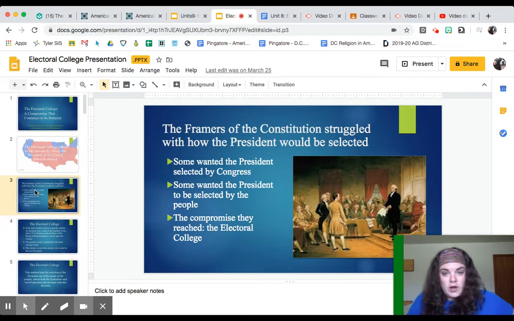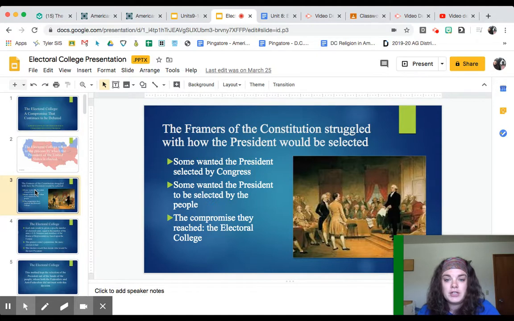Why it's here, what the framers thought. There was a lot of debate. You might remember from Unit 3 when we talked about the Constitutional Convention, those 55 delegates who gathered to kind of revise the Articles of Confederation. We talked about the 3/5 Compromise, we talked about the Great Compromise, the Virginia Plan, the New Jersey Plan, all that great stuff. Another debate at the Constitutional Convention was, how do we elect the president? How do we get a president? How do we fill the executive branch?